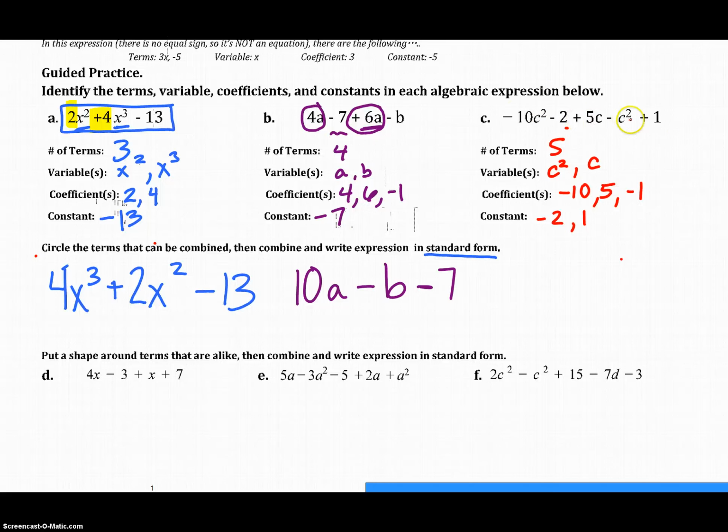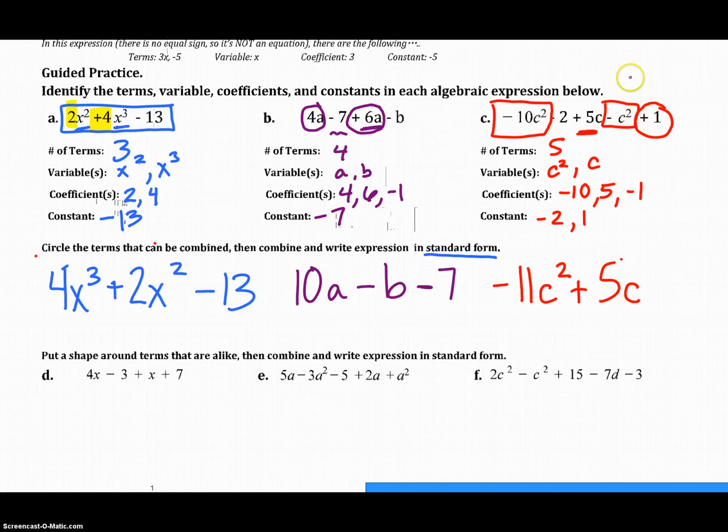I can combine my c squareds. I have negative 10 plus another negative 1. I get a negative 11c squared. And the reason I'm doing those first is because c squared has a higher exponent than just plain c, 2 versus 1, so I'm going to put those first. Followed by my 5c. I can't combine the c squared and the c because they don't have the same exponent. And then I go to my constants. I have a negative 2, excuse me, and a positive 1. When I combine those, I get negative 1. Same signs keep and add, different signs subtract.